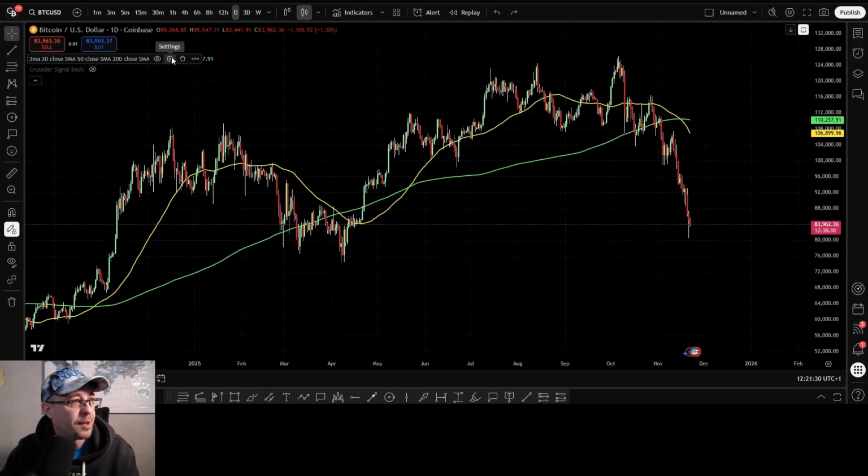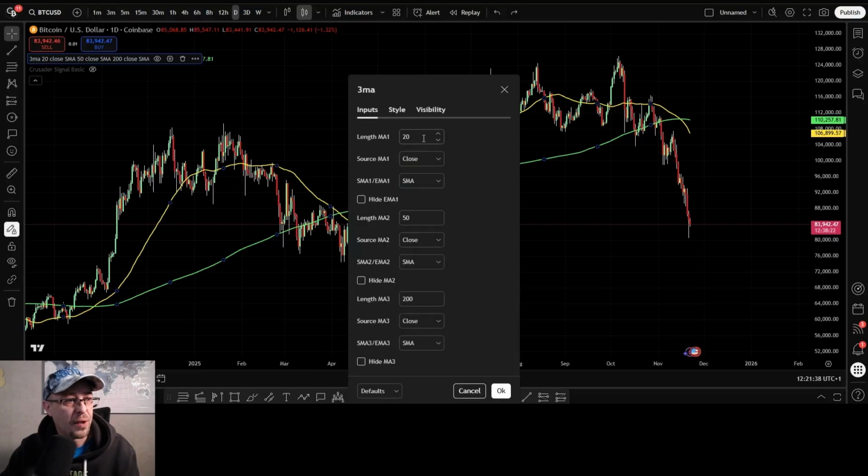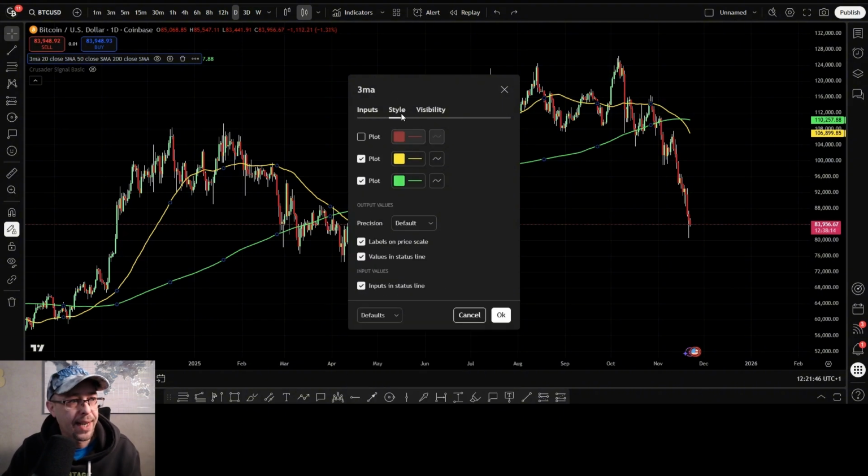3 moving averages. So what you're going to do is click on the settings, and make sure that you've got a 50 period and a 200 period on the inputs. So I've got a 20 here, a 50, and I've got a 200. Remember, 3 moving averages. So just to simplify this, I'm going to get rid of the 20. The 20 is not on there. The red's not on there.